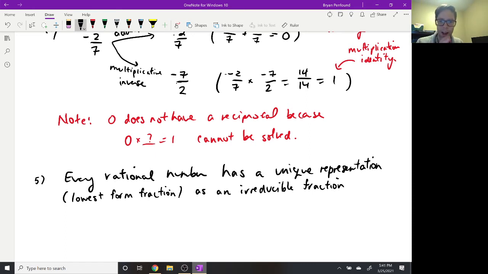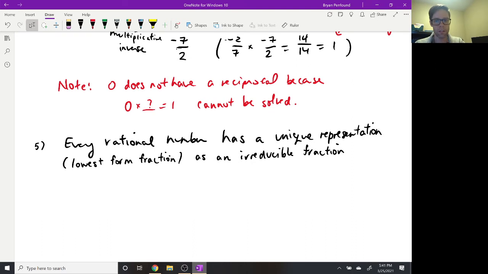This lowest form fraction is what we call irreducible. So it means that we can't factor any other common factors out of this fraction. It's the lowest form, irreducible fraction with a positive denominator. We're going to assume that the denominator is always going to be positive, so that the negative, if we have one, is up in the numerator.